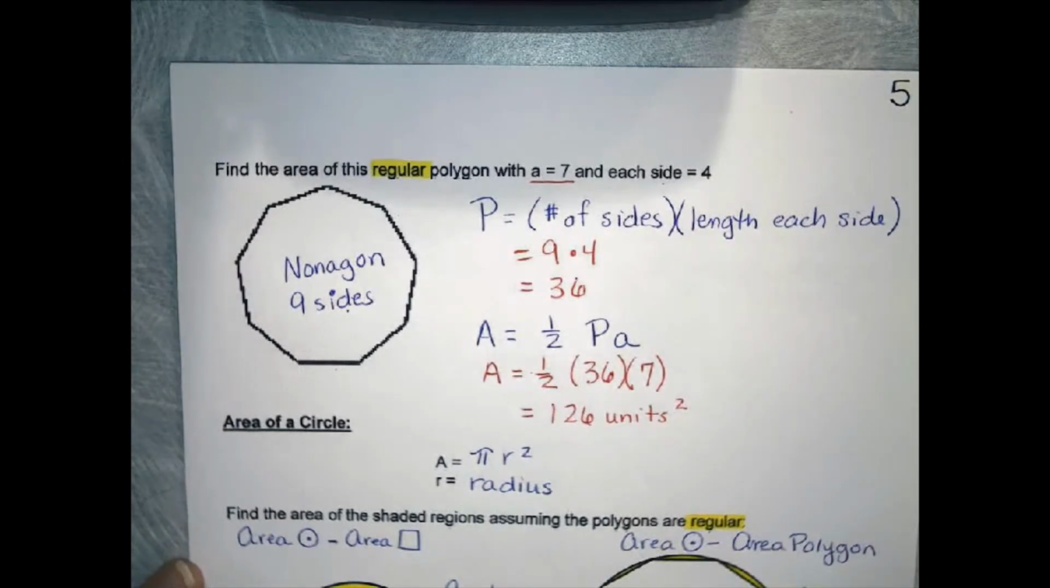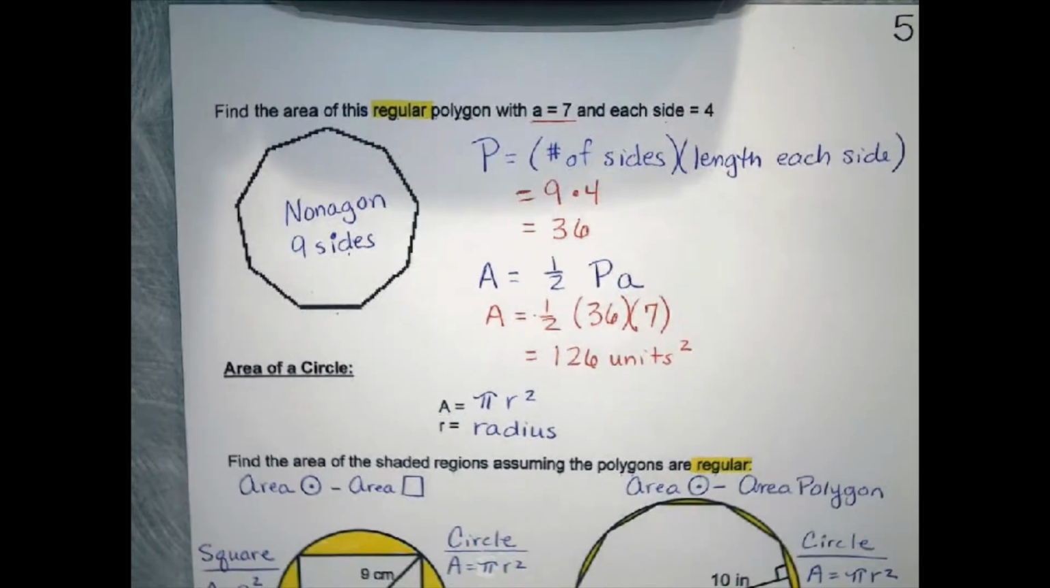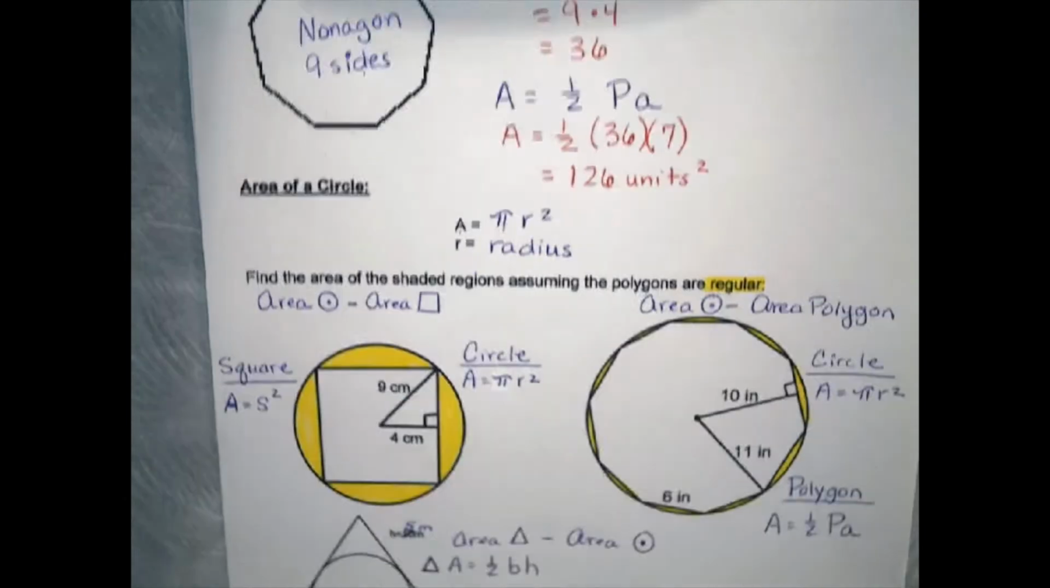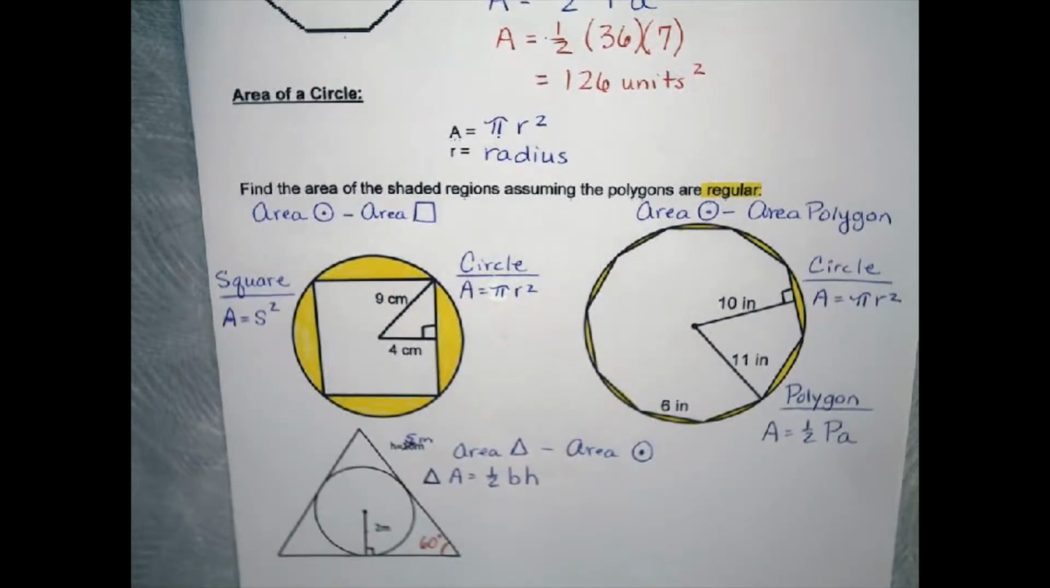We frequently compare the area of a circle with the area of a polygon. So just as a reminder, the area of a circle is pi times the radius squared. So area equals pi r squared, in which r stands for radius. In the selected problems below, we need to find the area of the shaded regions, and it says to assume that the polygons are regular.